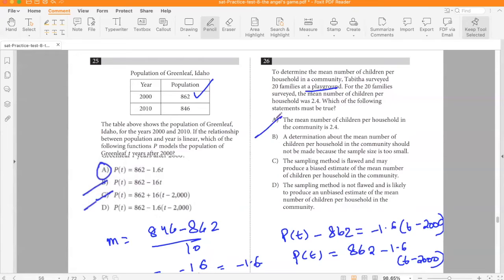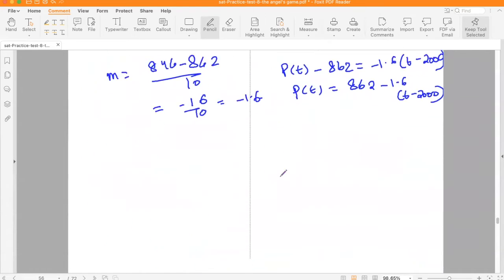No. A determination about the mean number of children per household in the community should not be made because the sample size is too small. No, it's not about the sample size being small, it's about the sample being biased. The sampling method is flawed and may produce a biased estimate of the mean number of children per household in the community. So it's C. The sampling method is not flawed and is likely to produce an unbiased estimate of the mean number of children per household. So this is wrong because it's a flawed sampling method.